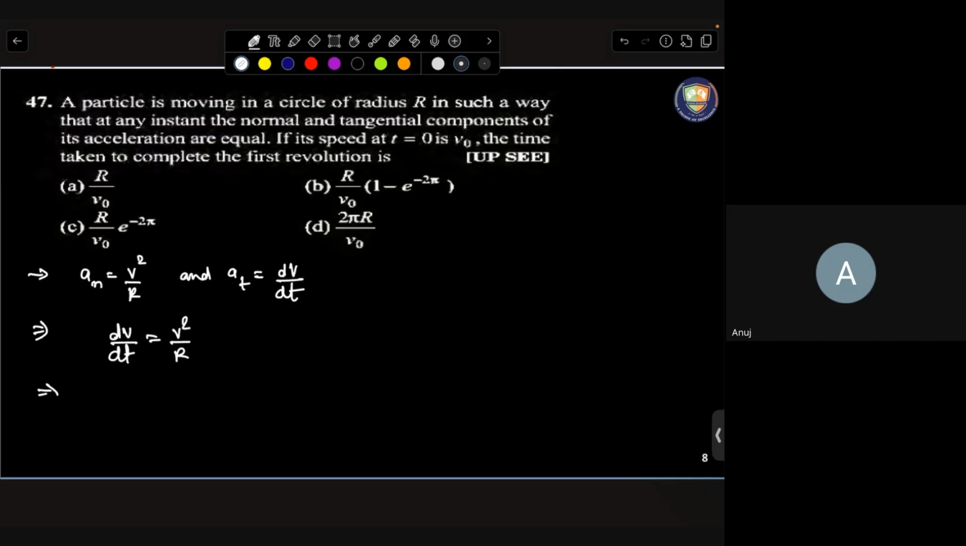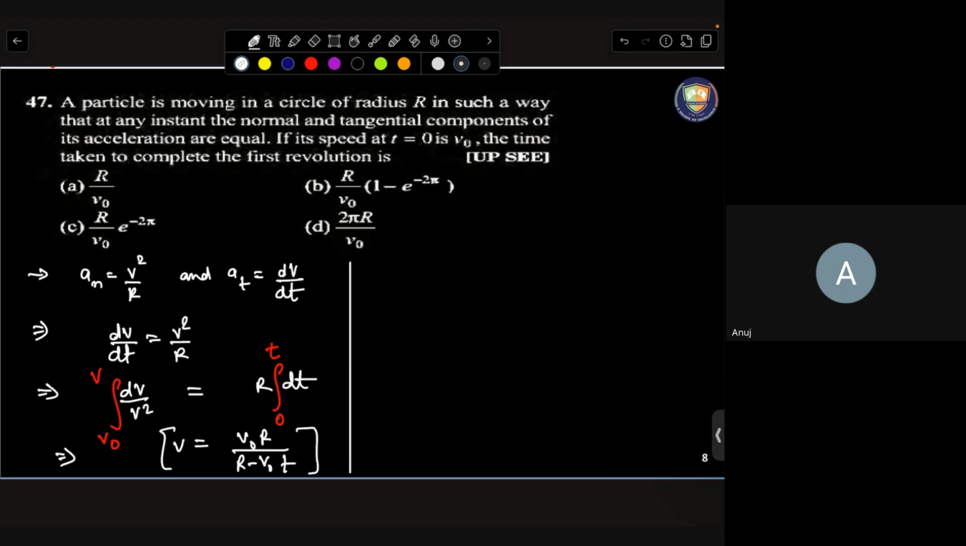So we'll separate the variables here: dv by v square is equal to dt by r. Now we'll integrate it. Okay, r is a constant, so it is outside the integration sign, with limits 0 to t. Initial velocity was v naught, final is v. So from here, let me write the final value itself: v equals v naught r by r minus v naught t. This is the velocity we are getting.